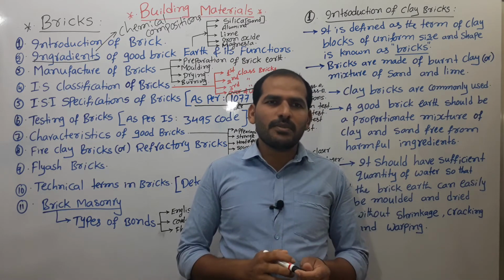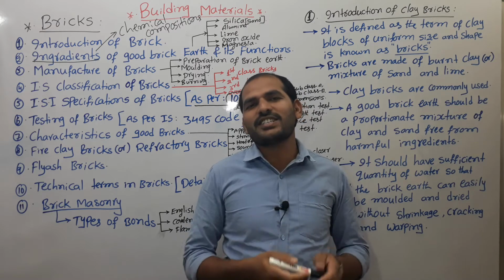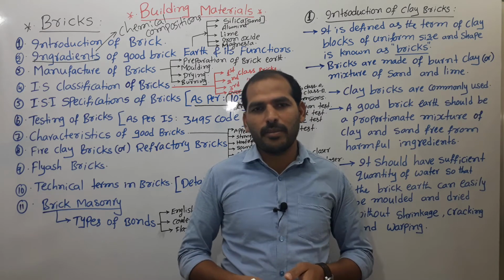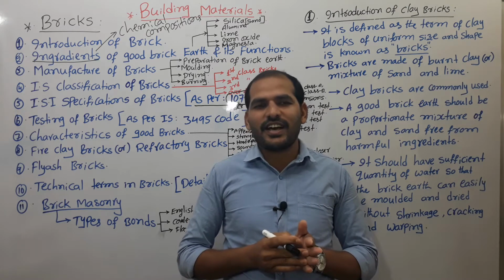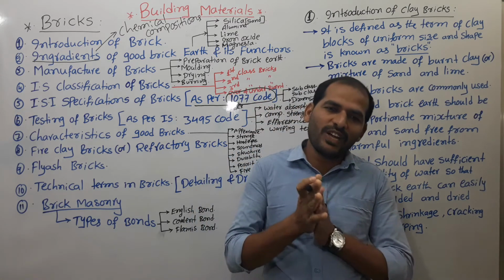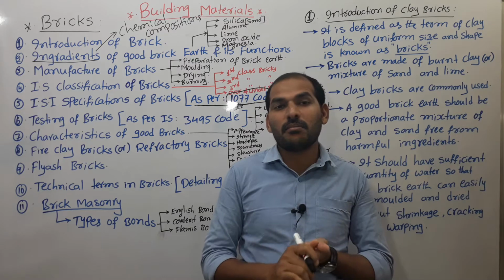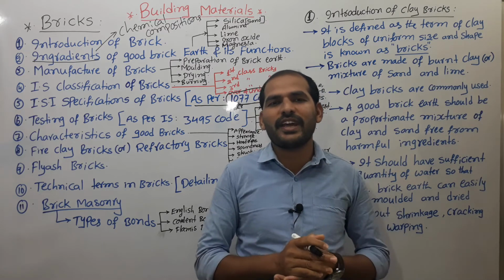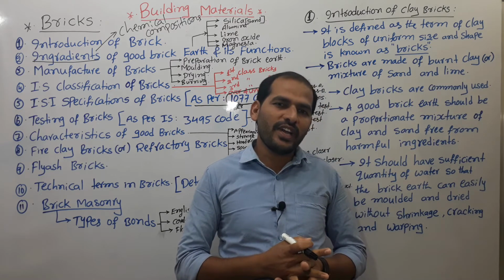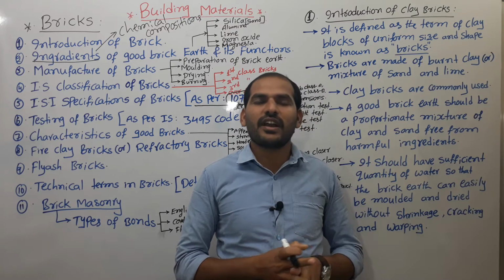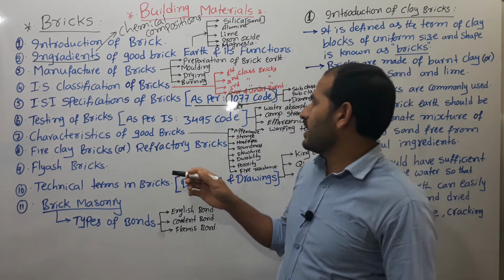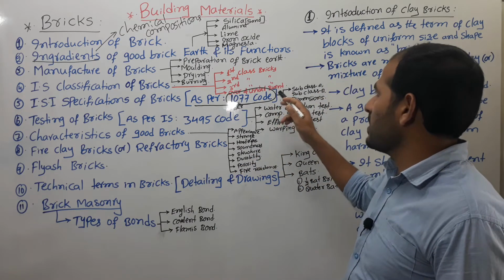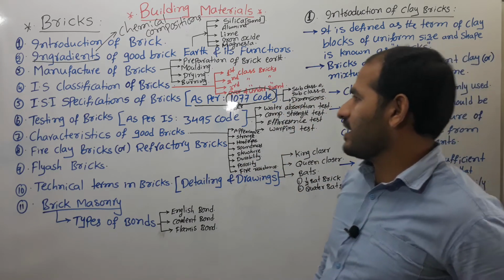In the dimension of the bricks, we know the standard size of the brick and the modular size of the brick. The modular size of the brick is 20 by 10 by 10 centimeters, but the standard size of the brick is 19 by 9 by 9 centimeters, right? So this is very, very important. We will discuss the dimension of the bricks later, right?